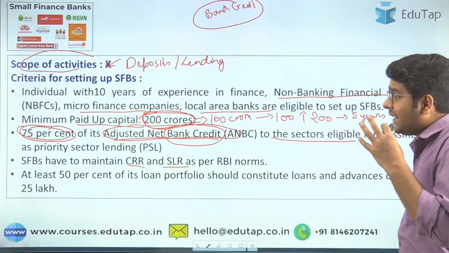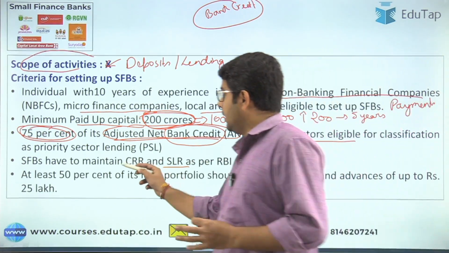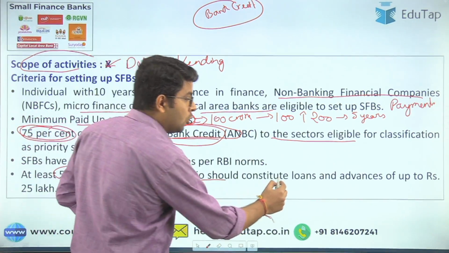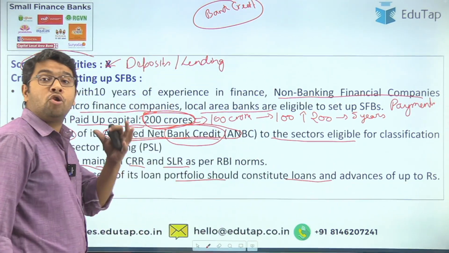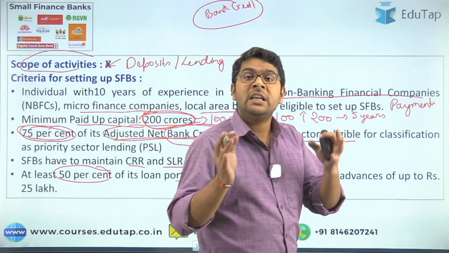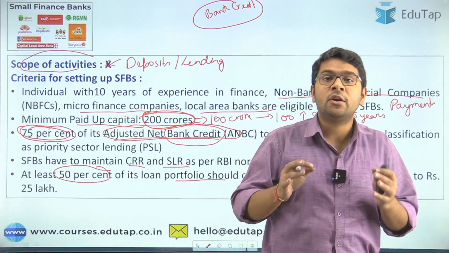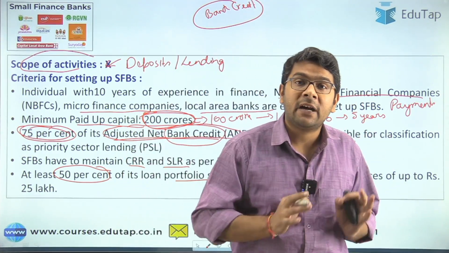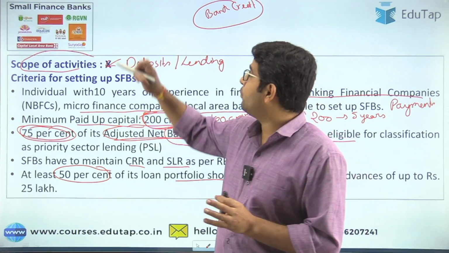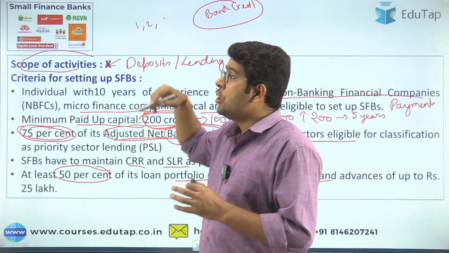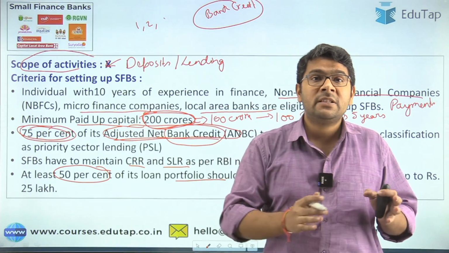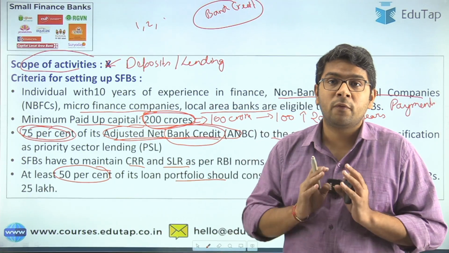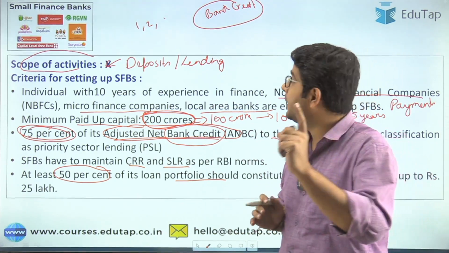Then at least 50% of its loan portfolio must constitute loans and advances of up to rupees 25 lakh. So basically 50% of the loans that this bank is providing must be up to 25 lakh. Okay, so whatever the loan, suppose 1 lakh, 2 lakh, 3 lakh, the number of loans that have been sanctioned up to 25 lakh must constitute 50% of its entire loan portfolio.